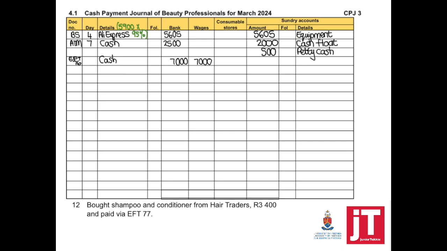Day 12. Bought shampoo and conditioner from Hair Traders, 3,400 and paid via EFT. Source document, EFT. Day 12. Who did we pay? Hair Traders. How much did we pay? 3,400. For what reason? That shampoo and conditioner will form part of our consumable stores. It's that which we consume in the business.